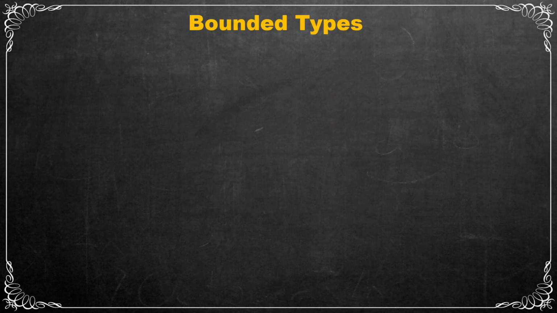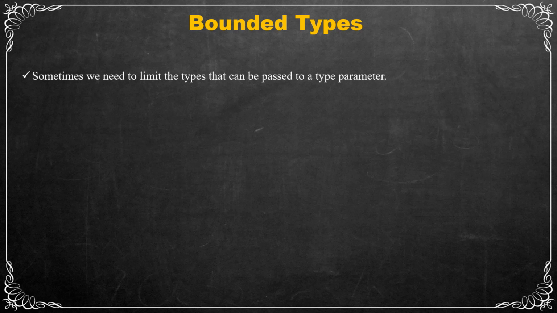Hello friends, this is the third part of the Generics in Java video tutorial. In the last video we had an example in which the type parameters could be replaced by any class type. Many times it is okay, but sometimes you should limit the types that can be passed to a type parameter.